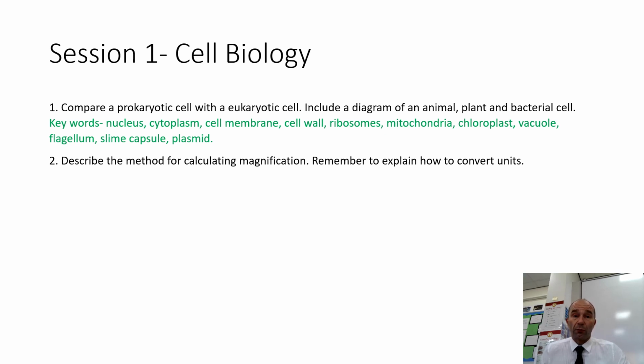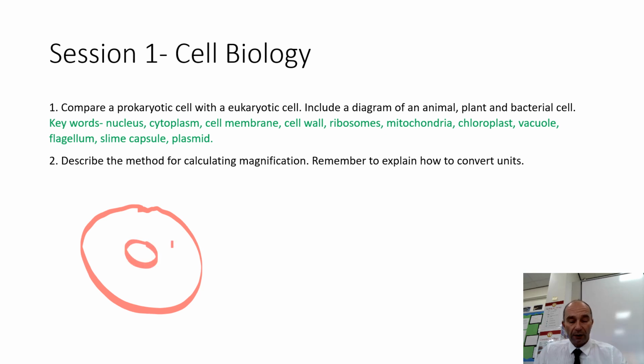slime capsule, and plasmid. Now you'll find that you'll not need to use all those labels with all 3 types of cell, but you need to label each one fully and explain what each part does. Now, we don't want you to spend too much time on drawing the actual cells. So, for instance, it doesn't take very long to draw an animal cell. It's taken me about 10 seconds to do it.